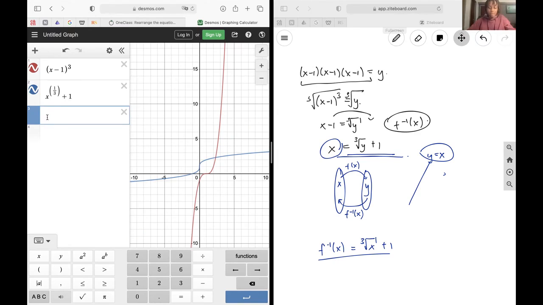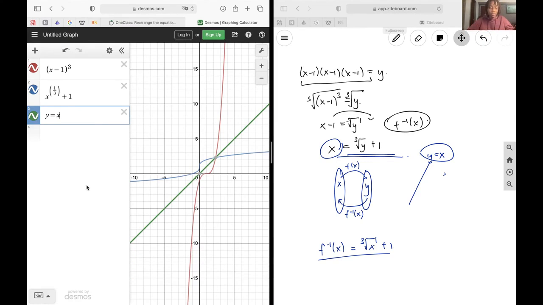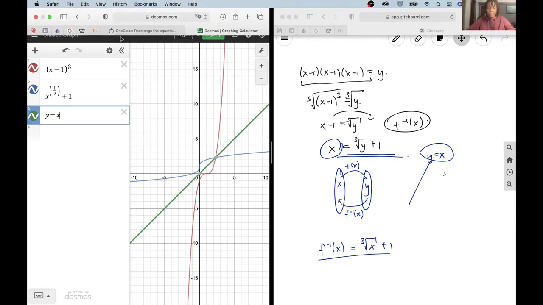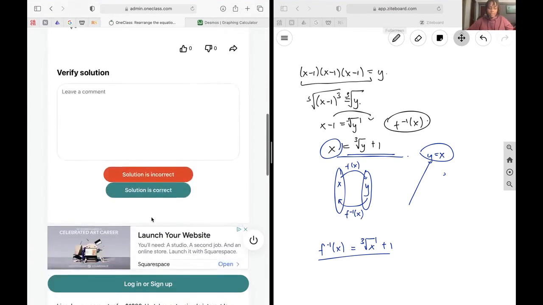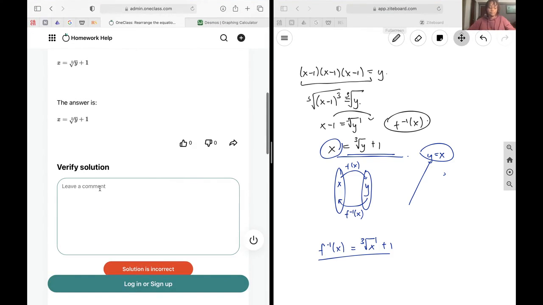And if I quickly draw my line y is equal to x, I'll see that the blue line, what I just found, is a reflection in the line y is equal to x. So it's the inverse of my initial function. And so it's how I'd go about finding x in this case, if I have a certain value of y. And that's all that's going on with this question.